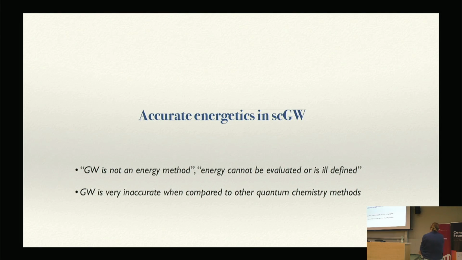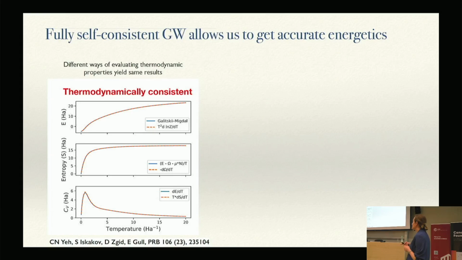So we try to demolish this claim that it is only inaccurate because the experiments are inaccurate, so one does not need to do any better. So can one get accurate energetics from this method? The common misconception is that from G0W0, or from GW, you cannot get energy. Many times people will tell you this is not a total energy method, you cannot evaluate it. So how accurate can one make these energies?